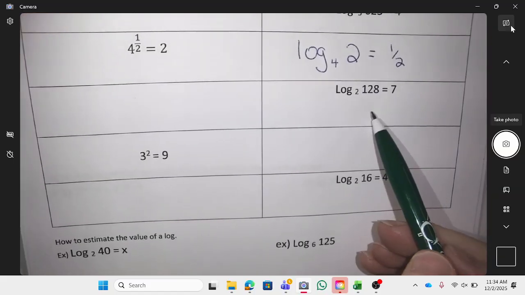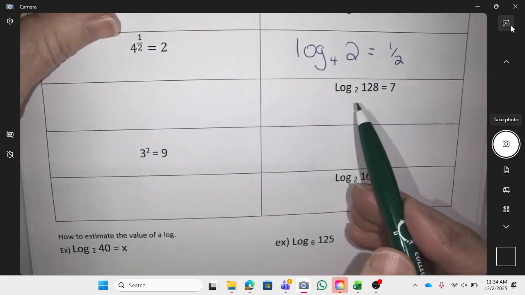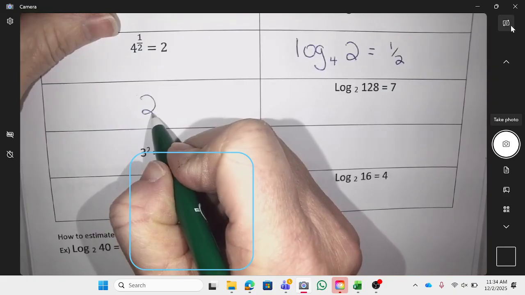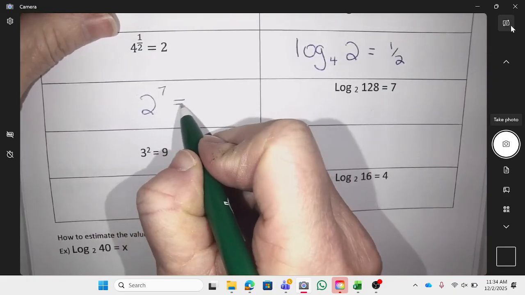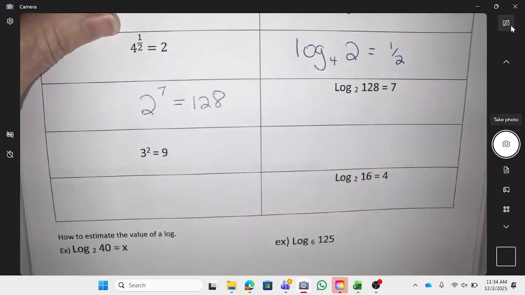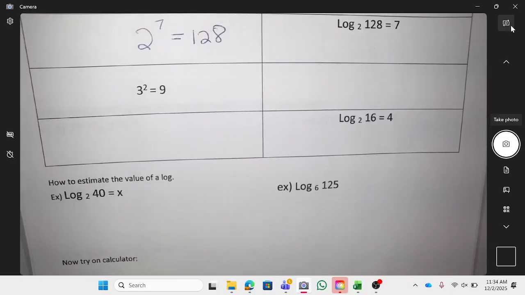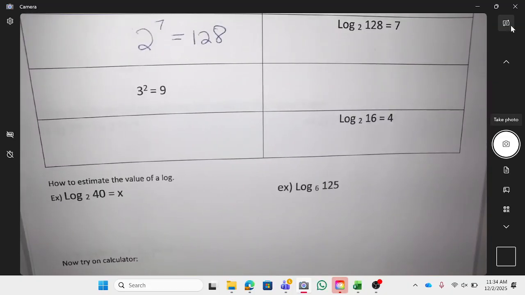Now vice versa, log to exponential. So base 2 to exponent 7 equals 128. See if you can get the next two on your own.